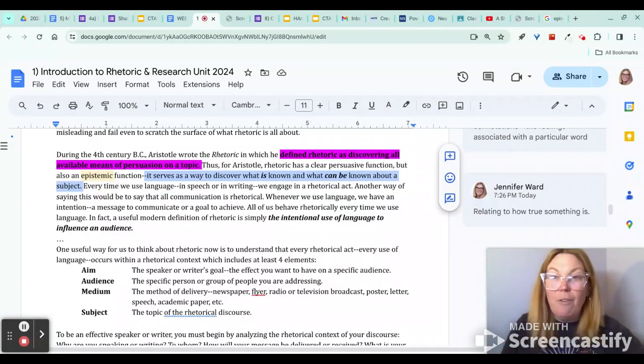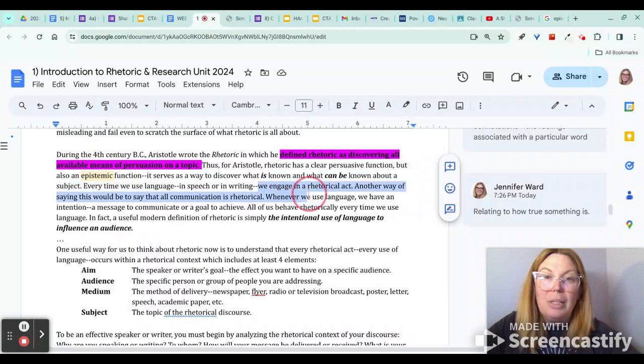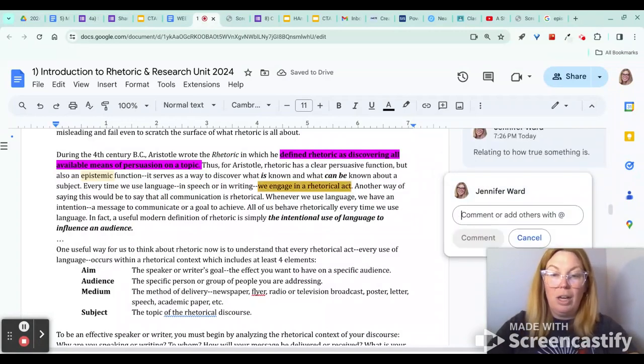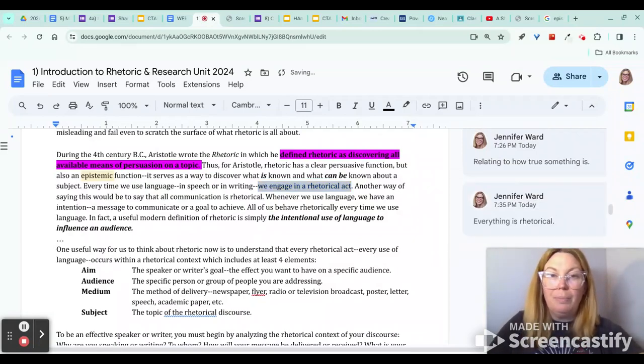So she goes on to say, "Every time we use language in speech or in writing, we engage in a rhetorical act." Ooh, that means everything we say or do in some way, shape, or form is like trying to convince someone, right? Either ourselves or other people. I kind of like this. I'm going to write myself a little note in the margins that everything that we say, everything that we do, even what I'm doing right now, I suppose, is a form of rhetoric. Everything is rhetoric or part of the rhetorical act. I wonder if she's going to explain that a little bit more. That would be a question that I'm wondering about.